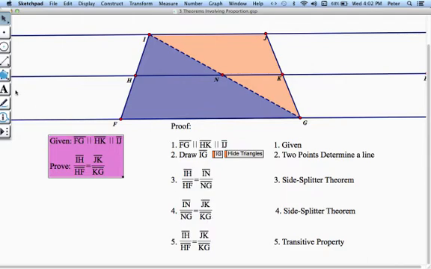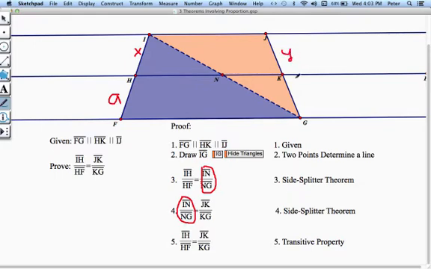So you'll notice that both of these proportions have this ratio in them. So I can set IH over HF equal to JK over KG by the transitive property. And that is exactly what they want us to prove: that IH over HF equals JK over KG. So it's really just like the side splitter theorem.